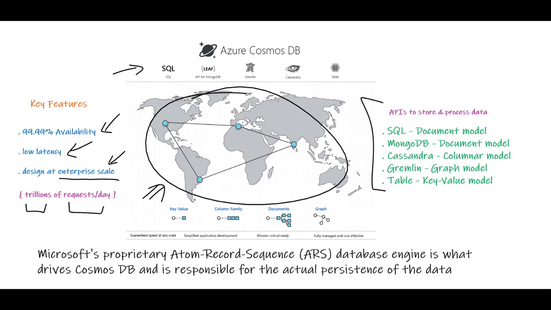Trillions! Isn't it amazing? Microsoft has created its proprietary Atom Record Sequence. This is a database engine that is what's driving Cosmos DB, and is the database engine, ARS, that is responsible for the actual persistence of data under the hood. ARS.